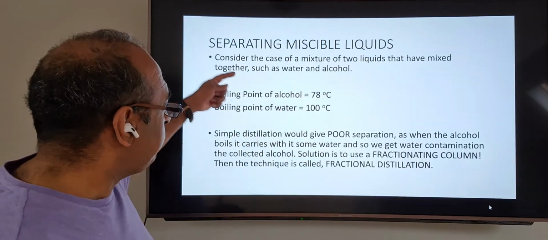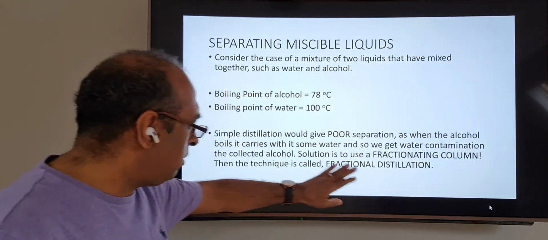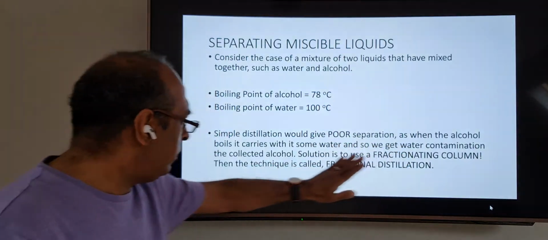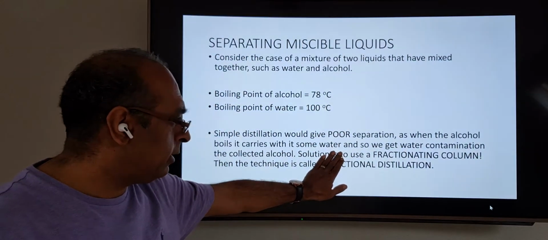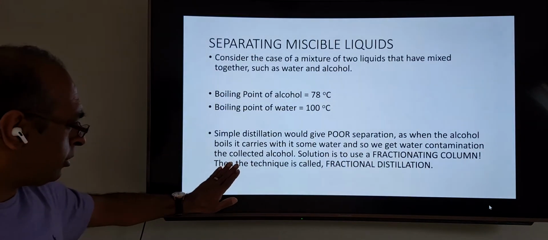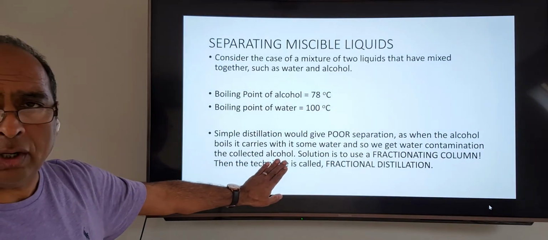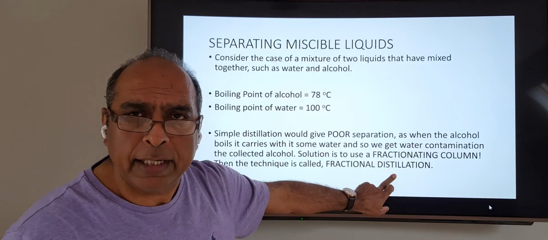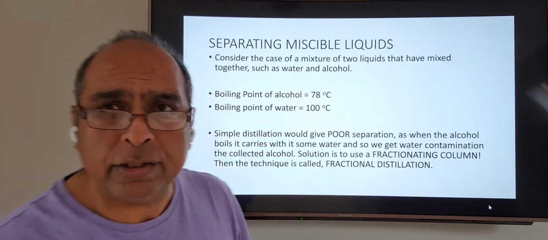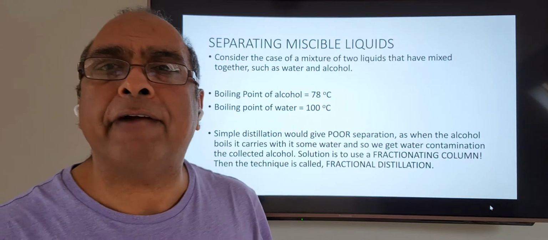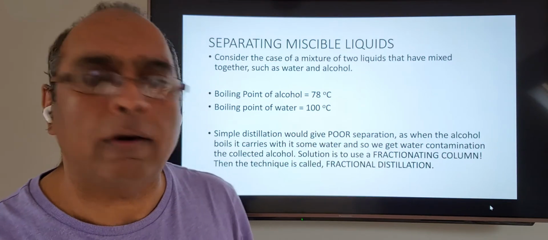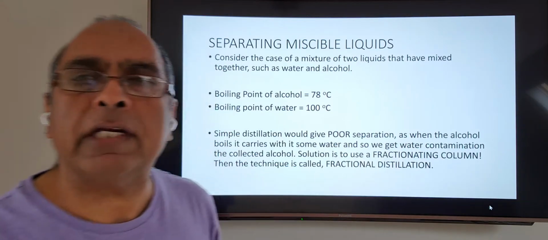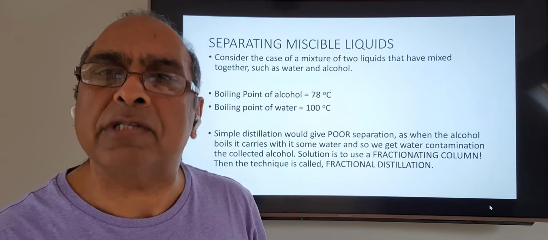Simple distillation would give poor separation, as when the alcohol boils it carries with it some water, and so we get water contamination in the collected alcohol. Instead, we have to use a technique called fractional distillation, and fractional distillation must involve a fractional distillating column. A short way of saying that is a fractionating column. Fractionating column, fractional distillating column, same thing.